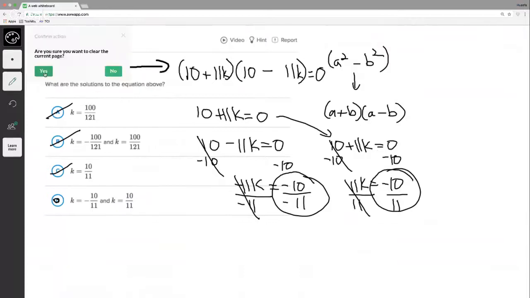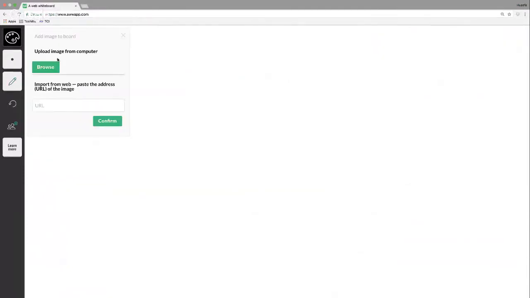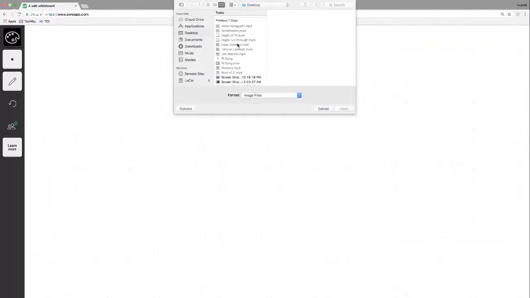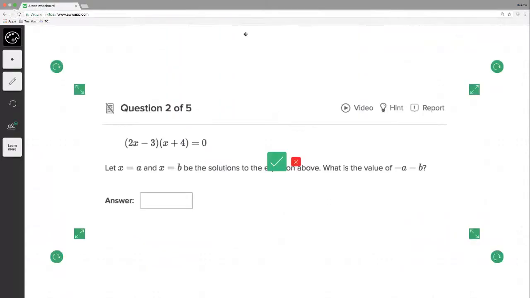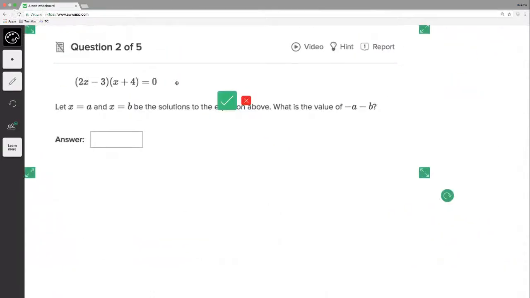Here we go. Quadratic equations are one of my favorite types of problems to solve. I love factoring. I just find it, I don't know, fun. Okay, here we go.